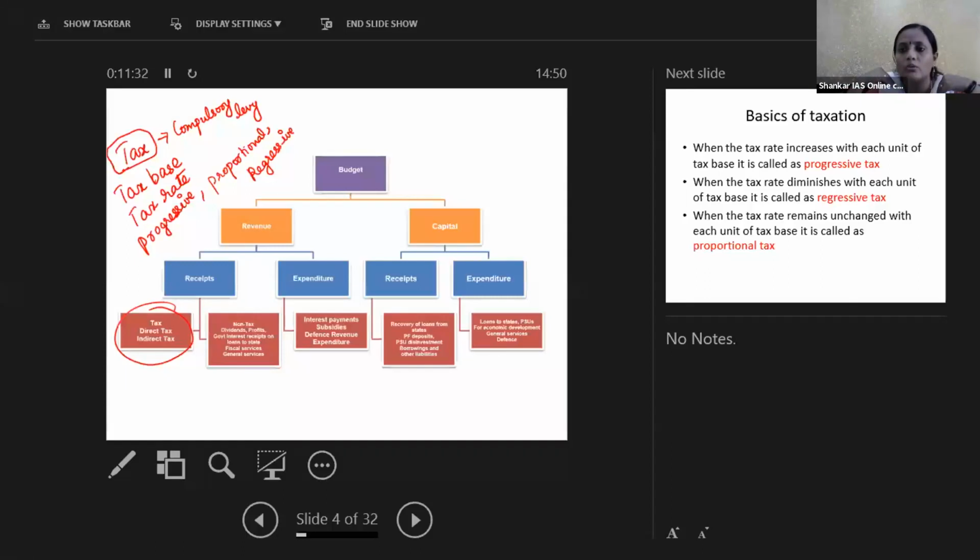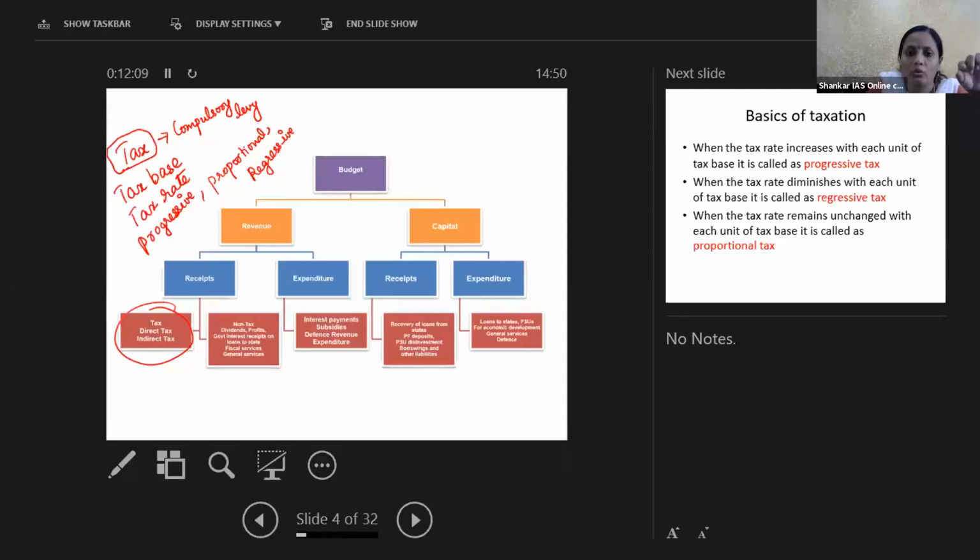If I am earning 2.5 lakhs to 5 lakhs, maybe I am paying 5% of my income as income tax. If I am earning 5 lakhs to 10 lakhs, I have to pay 10% of my income as income tax. If I am earning more than 10 lakhs, maybe I have to pay 15% or 20% of my income as income tax. So as the income level is increasing, the tax rate is increasing, we are going to call it progressive taxation. Are we clear with the word progressive?